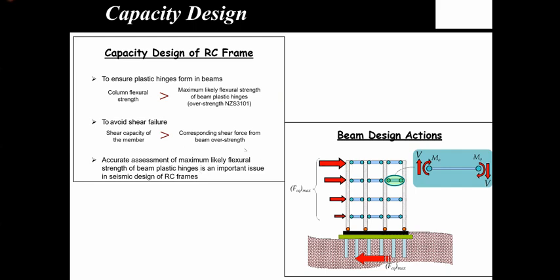One big problem, or uncertain thing, is how we really assess the maximum likely flexural strength of beam plastic hinges, which are shown as these dots. The plastic hinges are nothing but damage, right? It's an important issue in seismic design of RC frames, right? For example, if you have this frame subjected to lateral loads, you want beam hinging, which is a ductile mechanism, and that's the intended mechanism in a good seismic design philosophy.